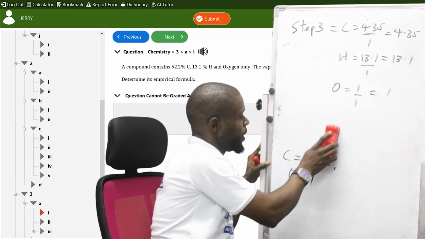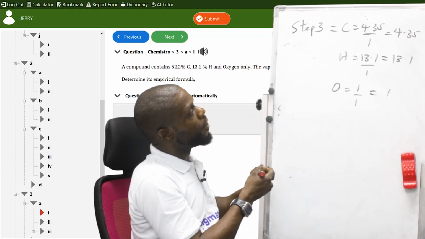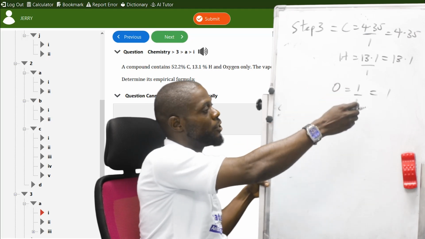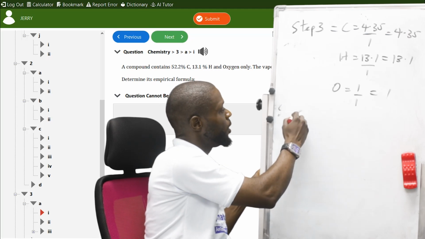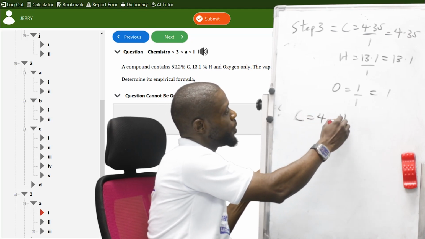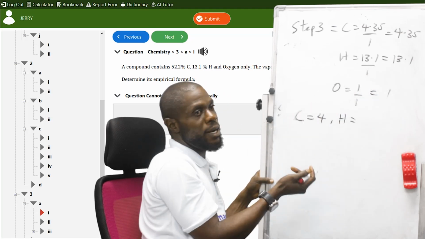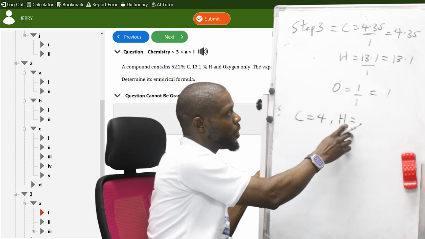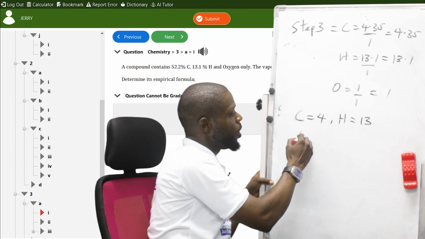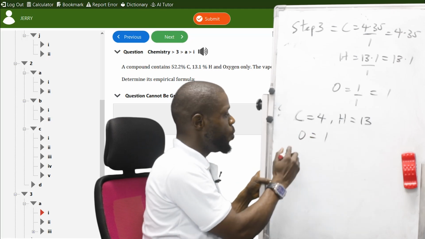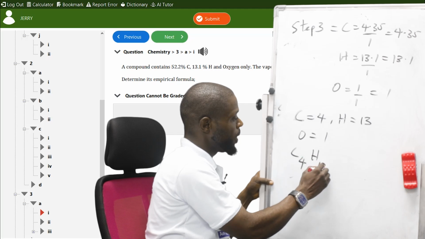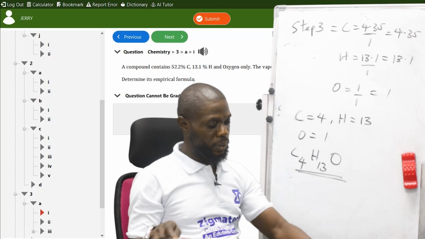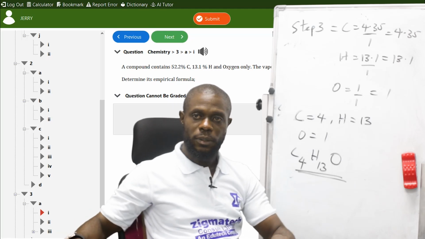That means the nearest whole number for carbon is 4, because 3, that is after the decimal, is not up to 5. So carbon will be equal to 4. Hydrogen, if you check, 1.1 is not up to 5, so it cannot be approximated to 2. So hydrogen will be 13. Then oxygen will be 1. So the subscripts now will be C4H13O. That is the molecular formula of this compound.